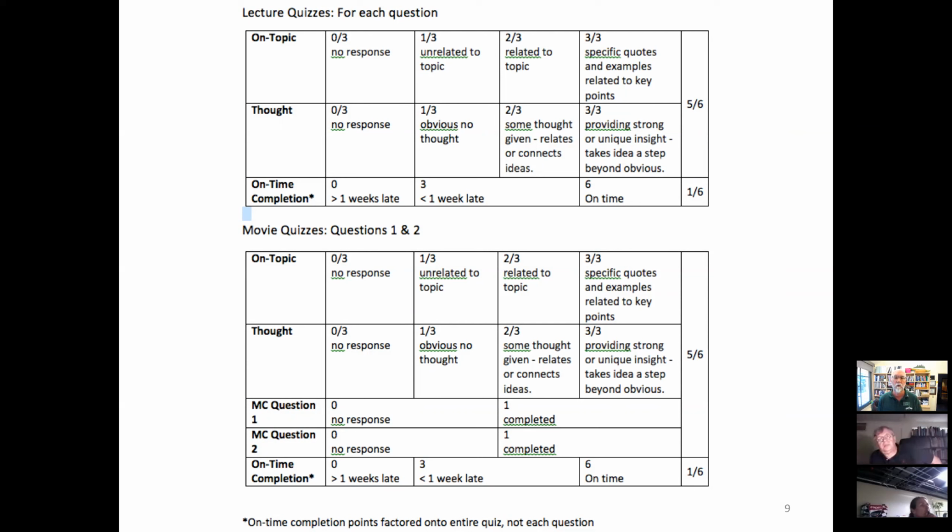So each one of those questions we're going to evaluate on 2 parts. One is on topic. So when you do your response, was it related to the topic or unrelated to the topic? And do you have specific quotes or examples related to key points that Nathan made? So that's going to be one way we're going to evaluate you. And then the other way we're going to evaluate you is on the thought content. So if there's obviously no thought, you just wrote a bunch of gibberish, right? We might even give you 1 point for that. If you don't do it at all, there's 0 points.